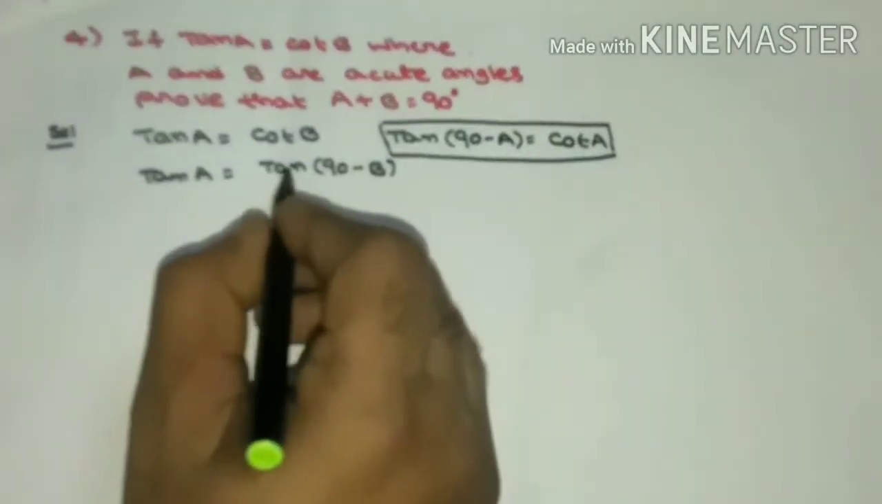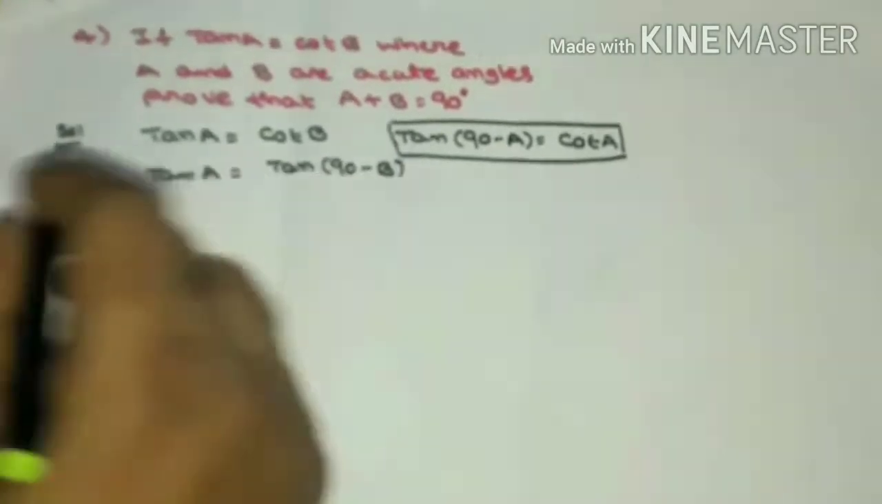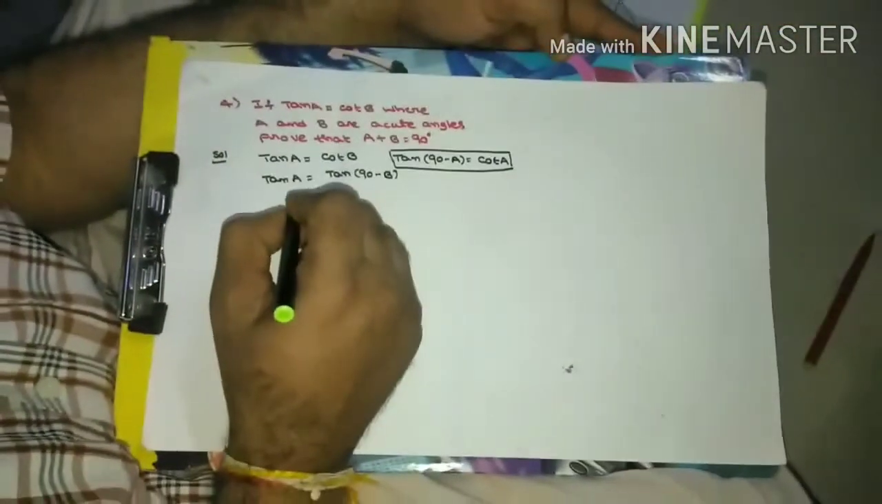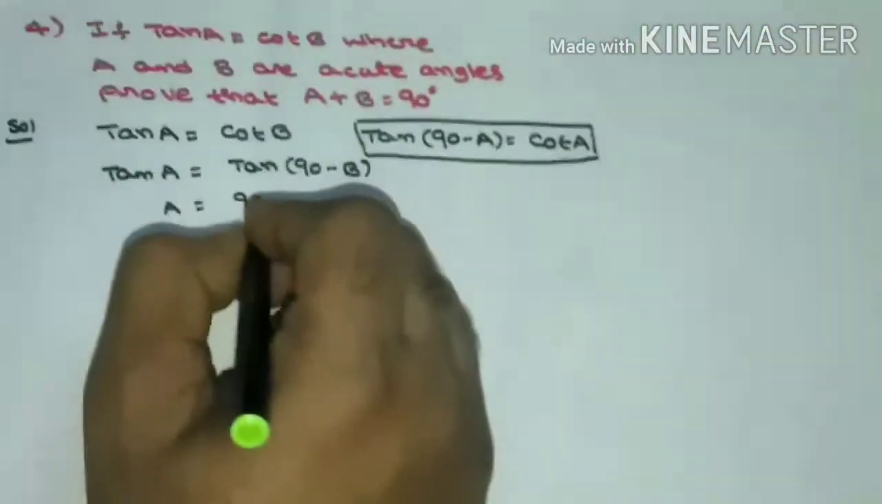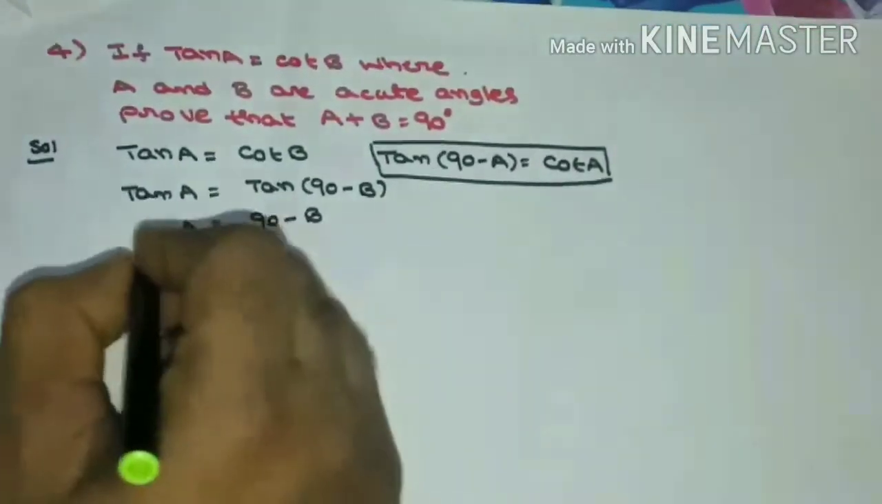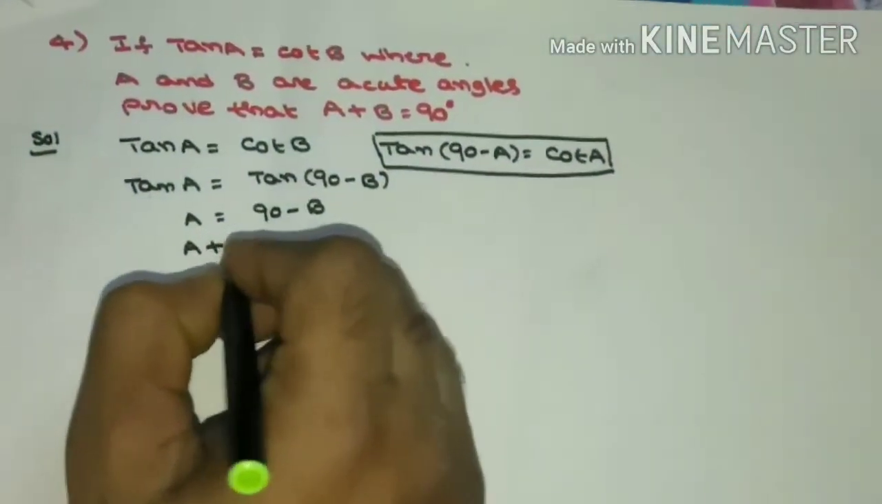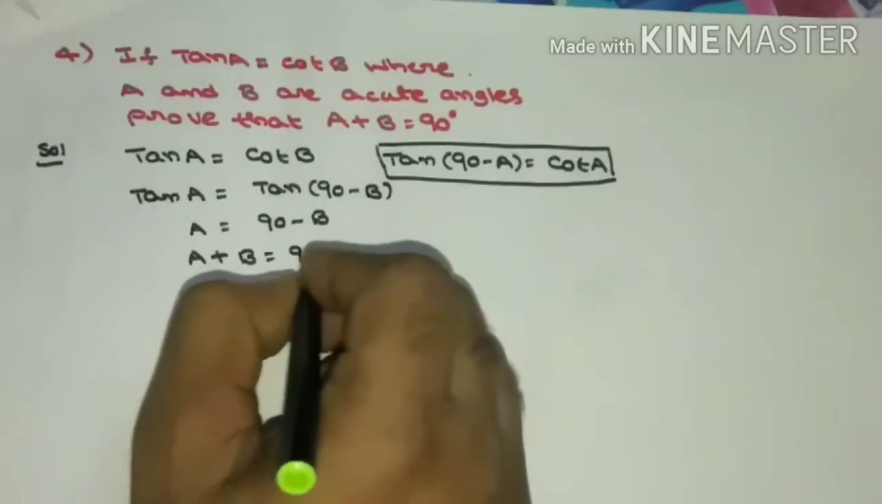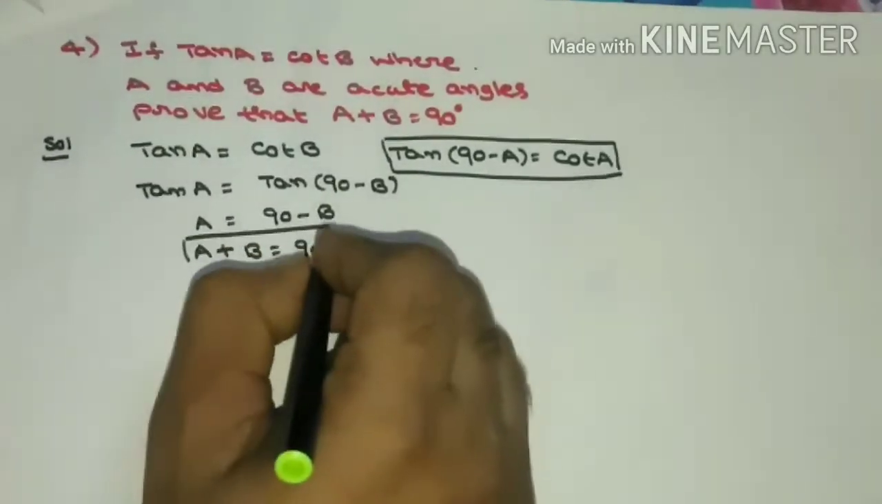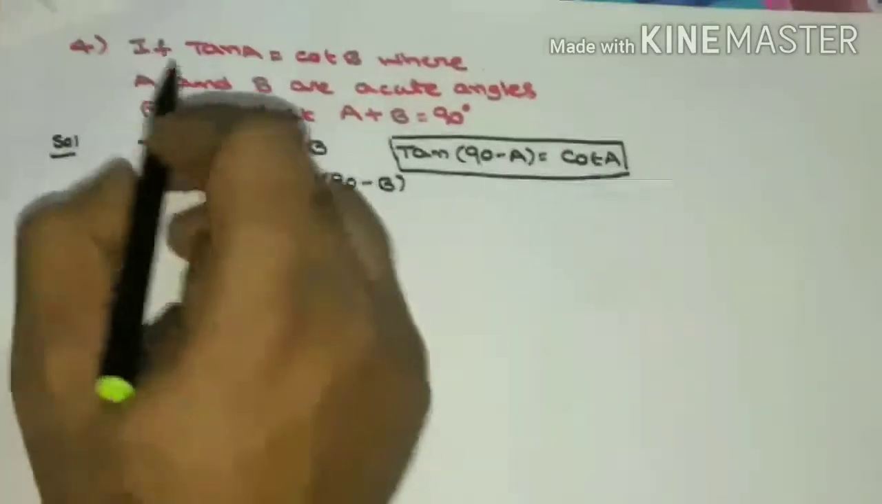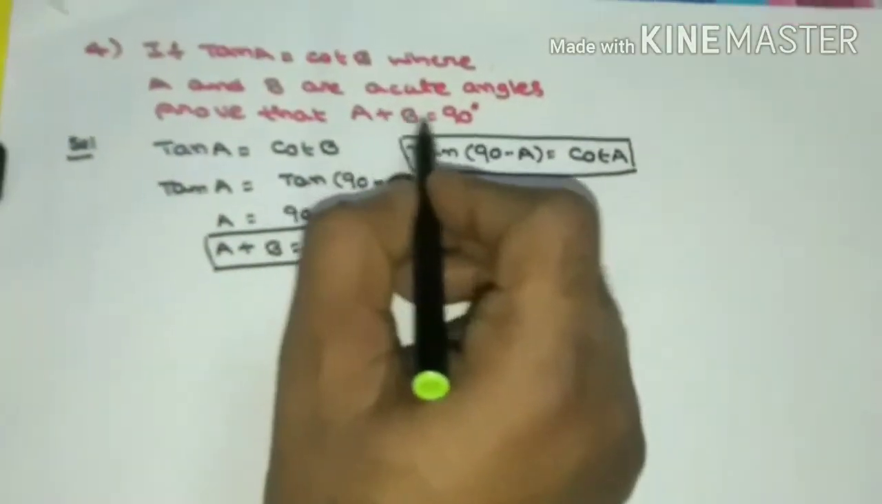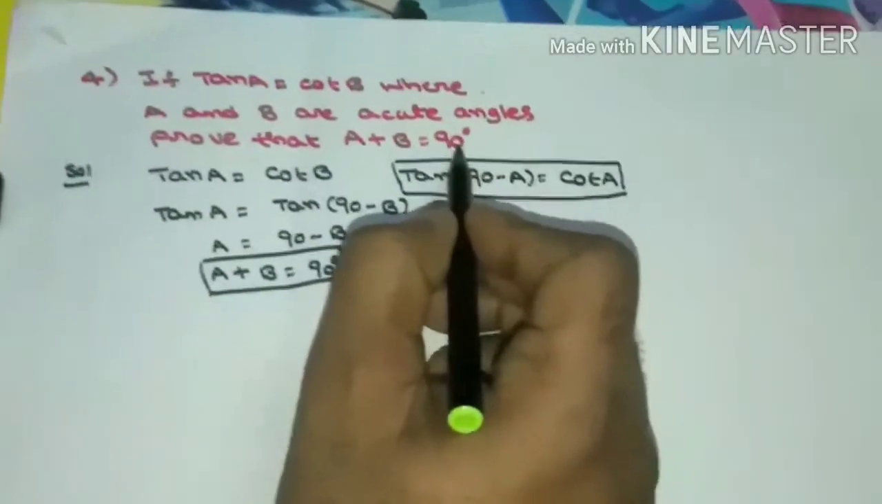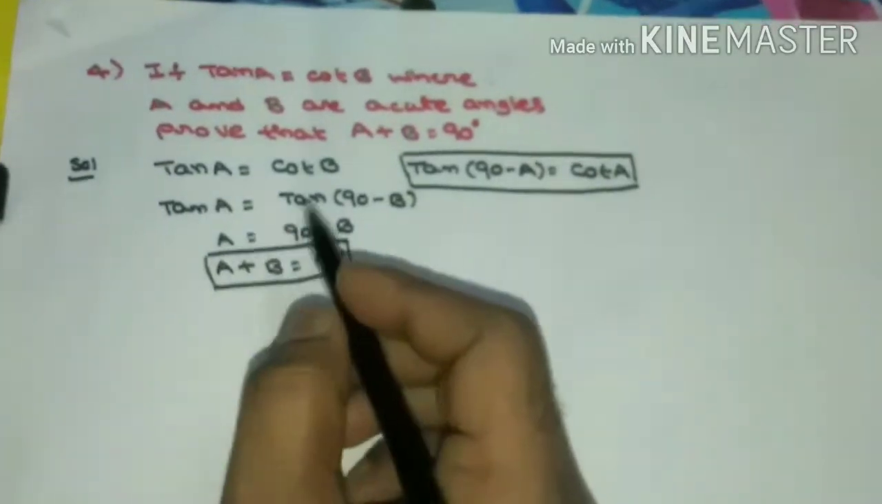Both sides are tan. Once again I remind you, don't cancel the tan, just compare the angles. Now A equals 90 minus B. Take this minus B to this side, then A plus B equals 90 degrees. This is the requirement of the problem: tan A equals cot B, then show that A plus B equals 90 degrees. This is the solution of the fourth problem.